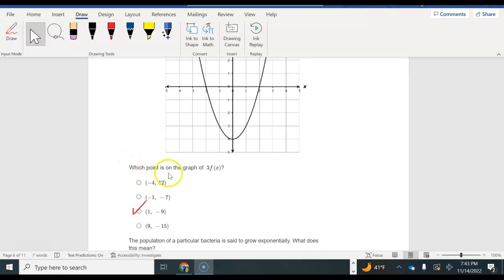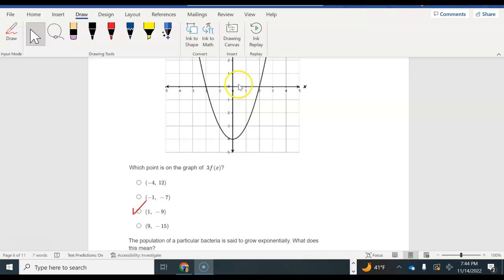Okay, this one says which point is on the graph of 3 times f of x. Remember, f of x is your y value. So let's look at the points and see which one works. If you go to negative 4, that's not even on the graph, right? Negative 1. Negative 1 would be at negative 3. So if negative 1 is my x, and I find my y, negative 3, and multiply that by 3, I get negative 9. So you can see negative 7 is not correct.